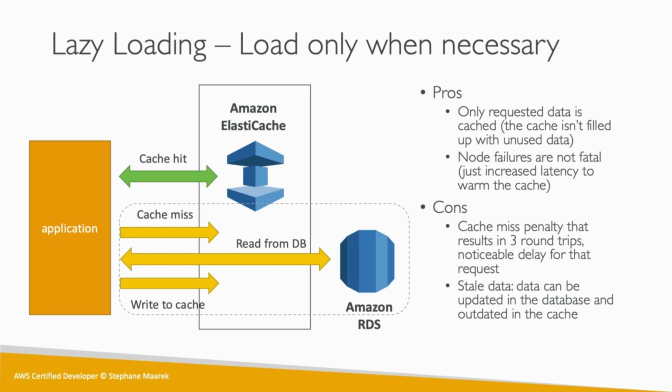So the way to maybe deal with this is to implement a TTL, or time to live, to say to ElastiCache that after 5 minutes, any kind of data point should go away. And so that guarantees that the maximum amount of time some data will be stale will be 5 minutes. So that's lazy loading. First strategy, quite easy to understand.